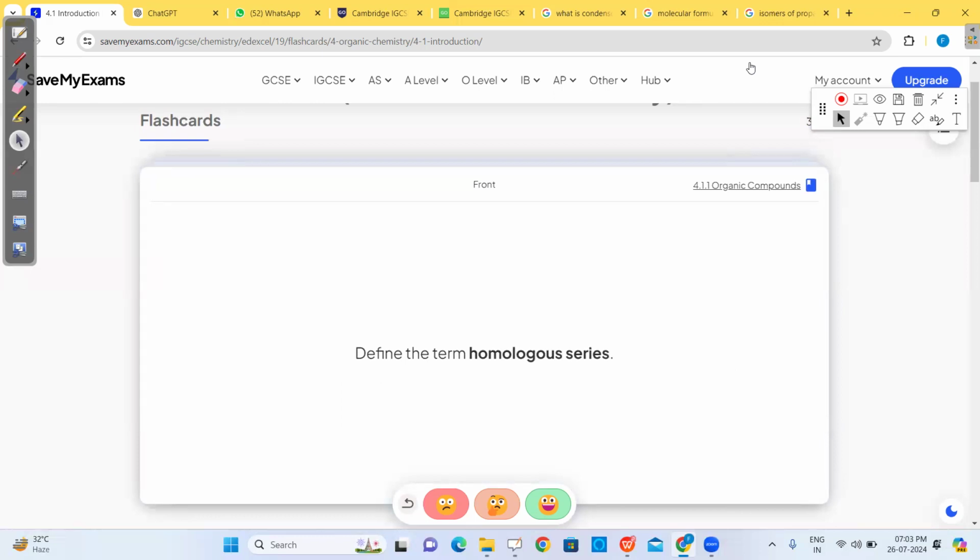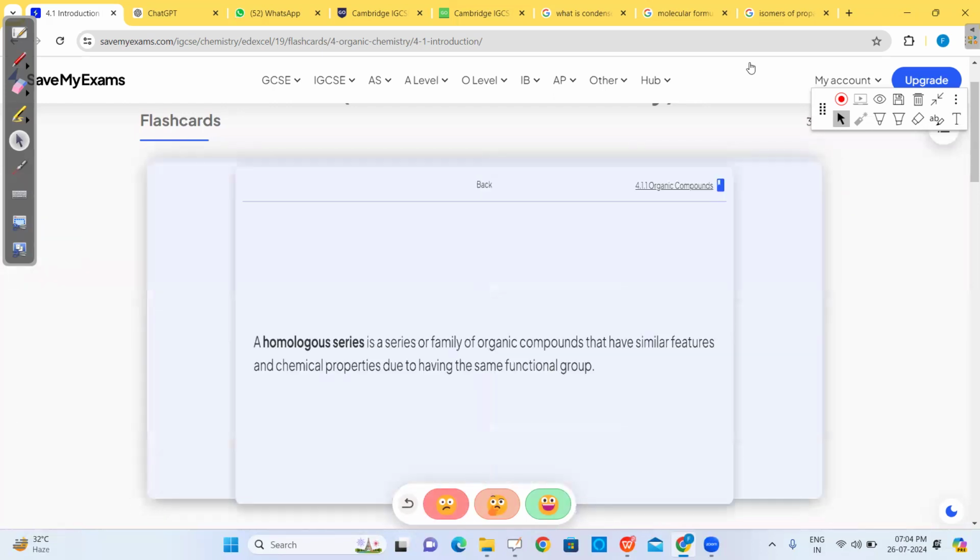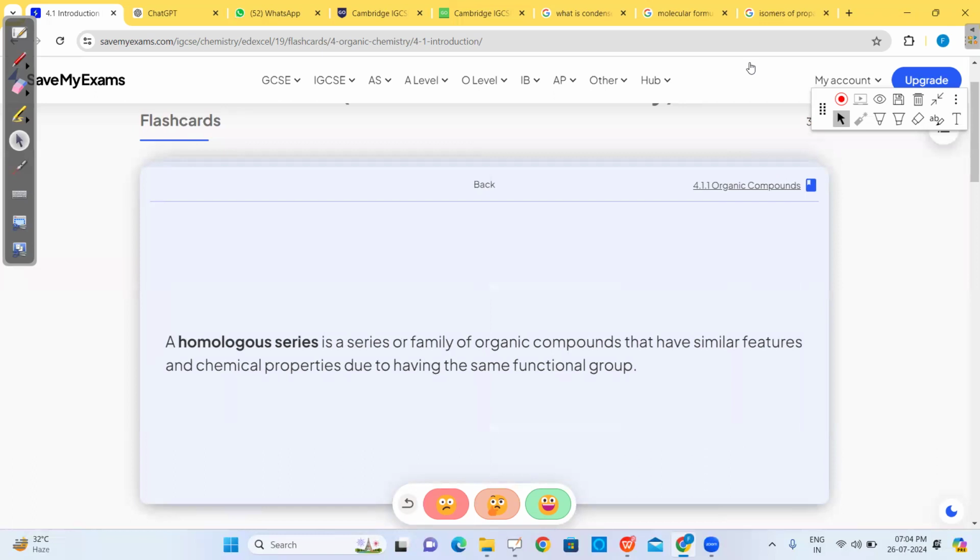The third question: define the term homologous series. Remember the points that I had given you, that they have a general formula and similar chemical properties. Try to include all the points we discussed and then write your answer. So here you go. They are a family of organic compounds that have similar features. Chemical properties are similar, and they have the same functional group. You can also add the same general formula here.